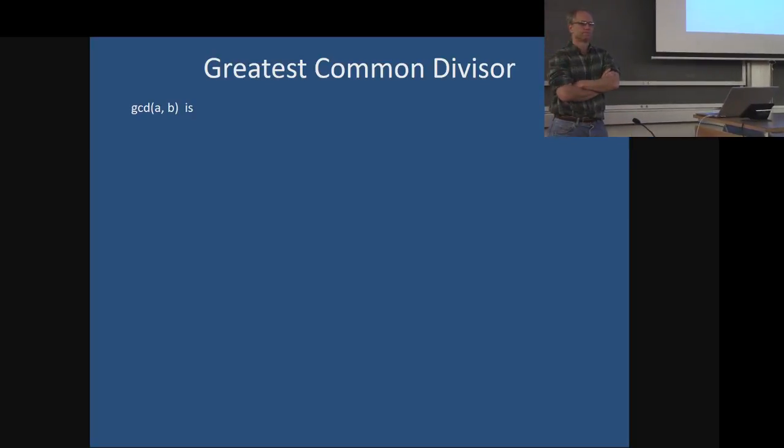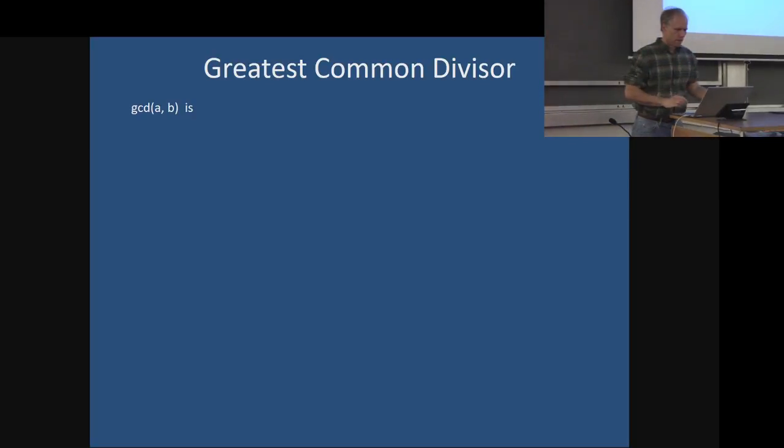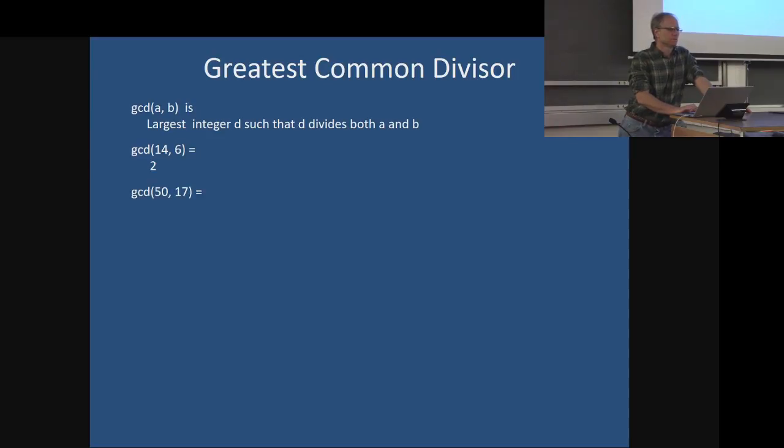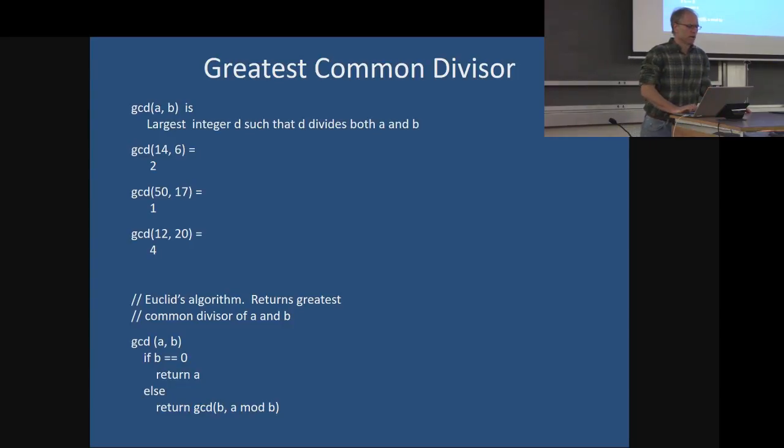All right, so another algorithm we'll need is greatest common divisor. Hopefully we all know what GCD is. GCD of A and B is the largest integer D that divides both A and B. We want an algorithm that works, and we're going to analyze it for really long integers. So what's the GCD of 14 and 6? Let's just make sure we understand. 2. Okay, the largest integer that divides them both. 50 and 17? 1. Yeah. 12 and 20? 4. Okay. So here is Euclid's algorithm.